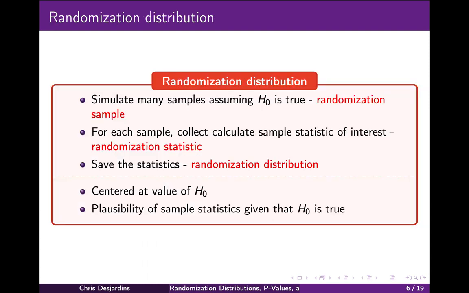Recall that a bootstrap distribution is used to understand how sample statistics vary randomly from sample to sample. We used a bootstrap distribution to simulate the sampling distribution and estimate the standard error. It would be great if we could apply this logic to estimate how much a statistic varies from sample to sample if the null hypothesis is true. This is what a randomization distribution enables us to do.